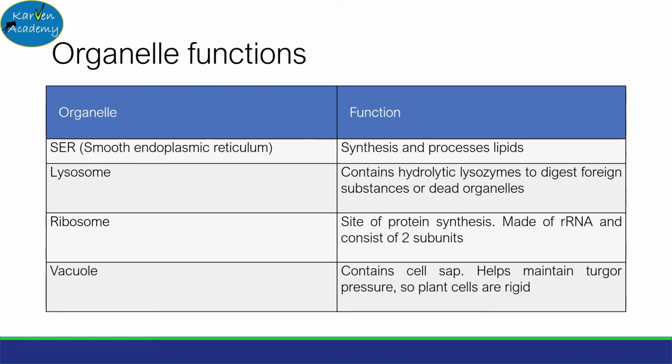This is the last slide of the organelle functions you need to know. The SER, short for smooth endoplasmic reticulum, is where lipids are synthesized and processed. The lysosomes, which are made in the Golgi apparatus, function to digest foreign substances or dead organelles using their hydrolytic enzymes. Then we have ribosomes, which, as you know by now, is a site of protein synthesis. The ribosomes are made up of 2 subunits. This will be covered in further detail in a later video.